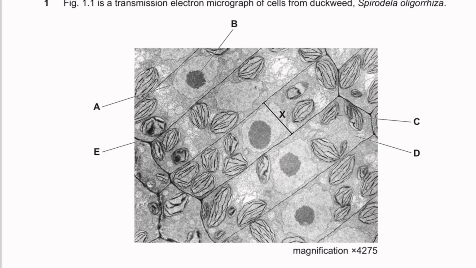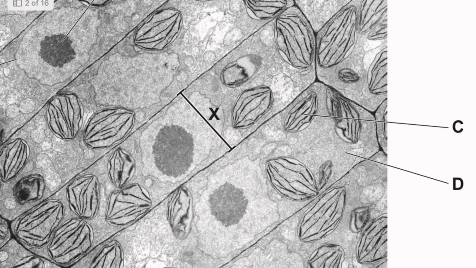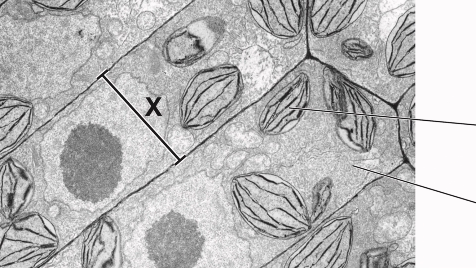Could we choose C? C is the chloroplast, or is it? If you zoom in here, or if you just look really closely upon your past papers, you'll find actually that C points to the thylakoid membrane, or the grana, and granum.